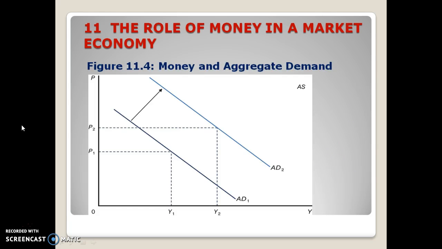Now, when interest rates are lower, that will cause aggregate demand to increase. So that's key to note. When interest rates decrease, aggregate demand will increase because consumers, businesses, and government will make decisions in terms of the lower interest rates to borrow more money.